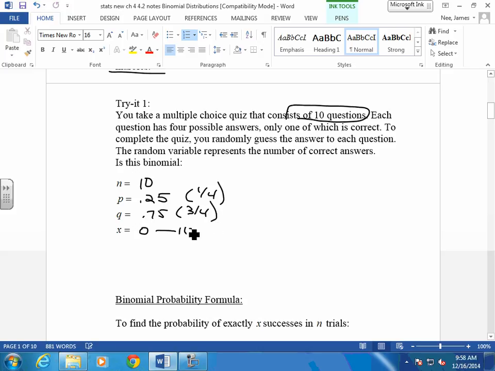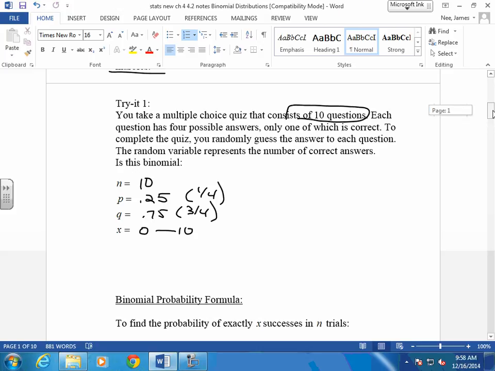0 through 10. So do the probabilities change? No. They're constant. Each question is independent of the other. So do we have a binomial experiment? Yes, we do. Good. So we need to make sure that it meets those criteria.